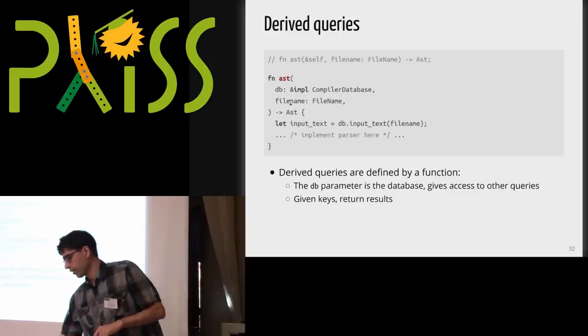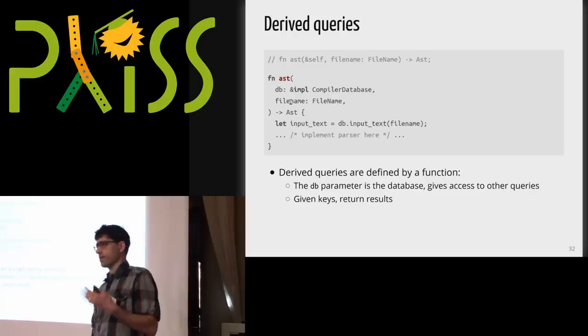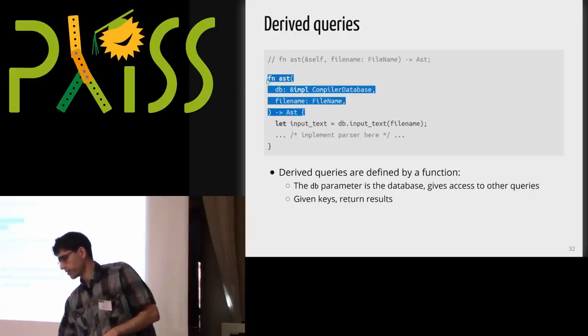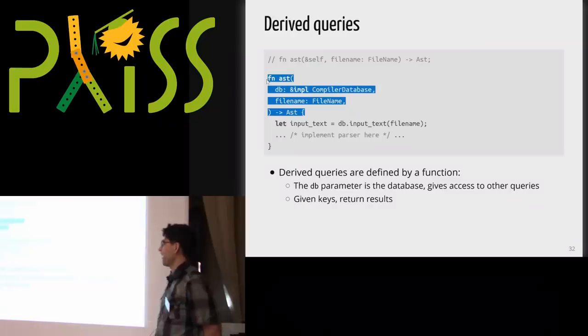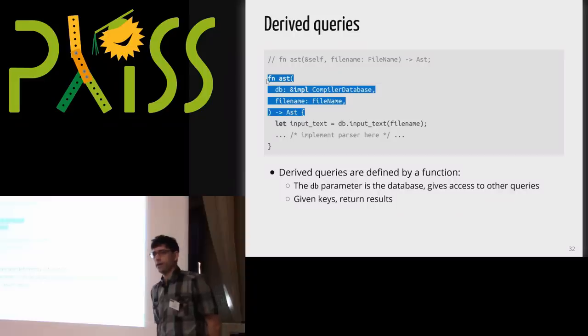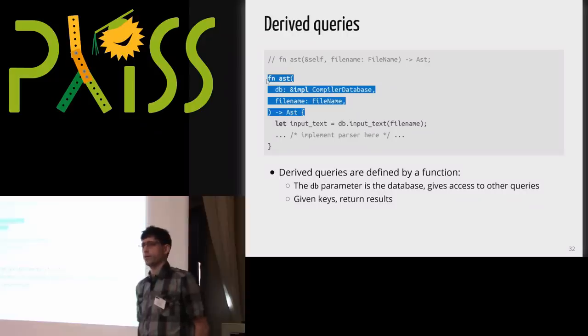And then these other arguments are the inputs, the query keys. And one subtle point that is important, I guess, is that in Rust, if you have a top-level function like this, it has access to nothing else. Right? I mean, you can make mutable global data if you really want to. It's difficult. But basically, it's constrained in what it can access.